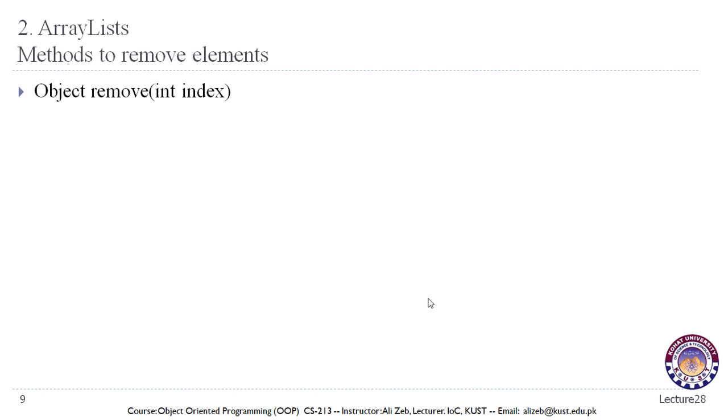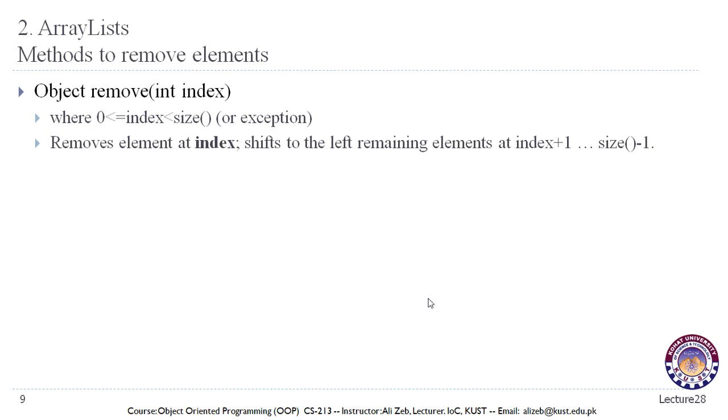So, methods to remove elements. We have a remove method, and the return type of this method is Object. We pass the index position of the element that we want to remove, and that index position should be greater than or equal to 0 and less than the size of our array list, otherwise we will get an exception. It removes the element at the index, shifts the remaining elements at index + 1 to the left, and the size is reduced by 1.